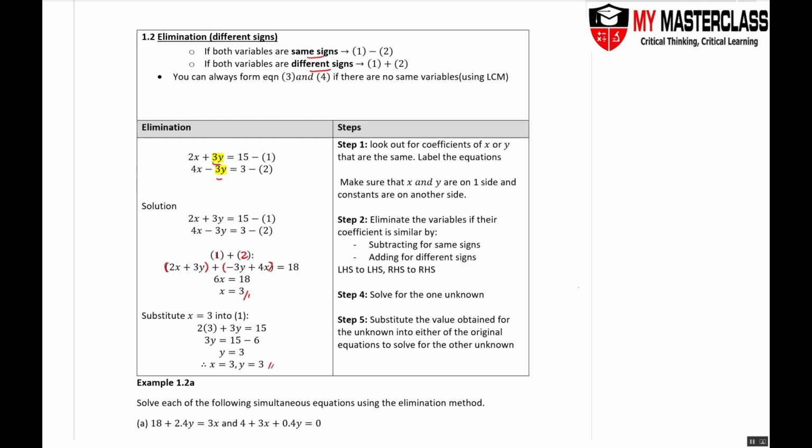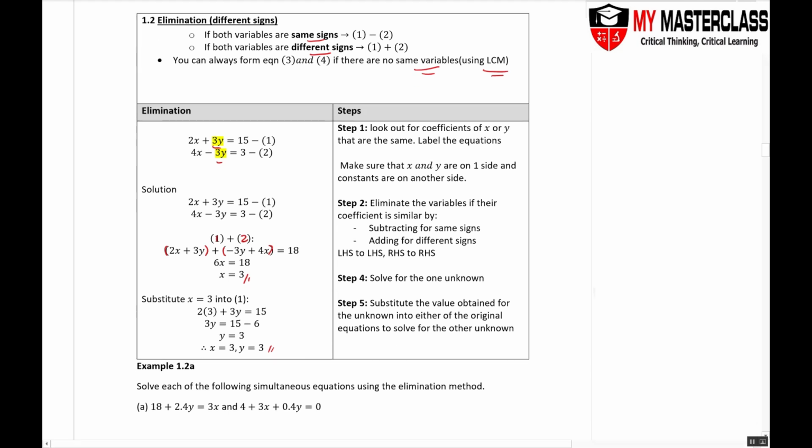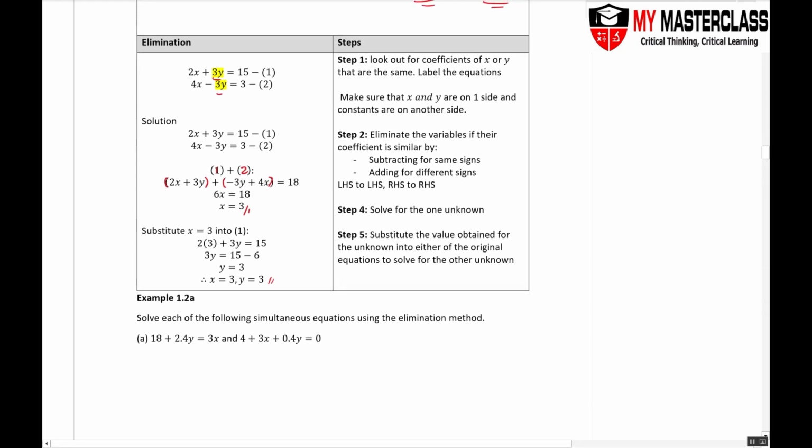You can always form the third and fourth equation if they do not have the same variables, using your LCM, your lowest common multiple. I'll touch on this later on further down the notes. If we look at the first example, you have 2x plus 3y equals 15, labeled as equation 1, and 4x minus 3y equals 3, labeled as equation 2.